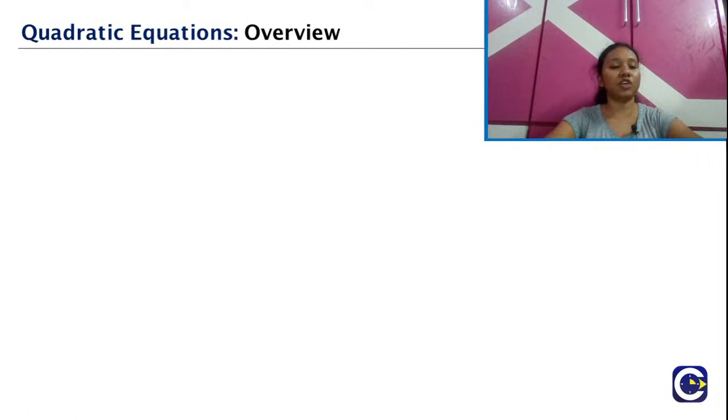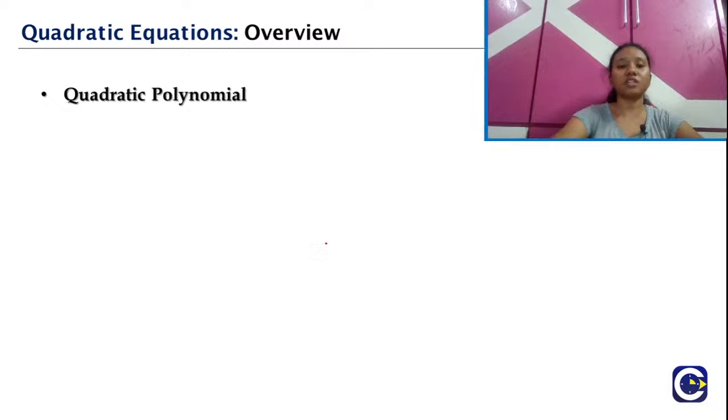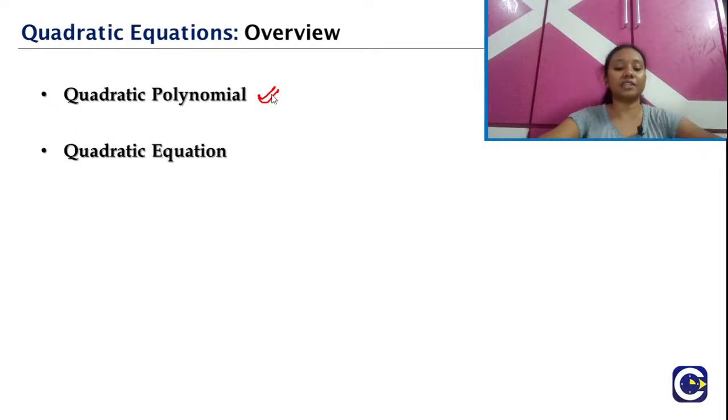So let's have a look over here, guys. Before starting with the equation, we'll start with the polynomial. First we'll see what a polynomial is and what an expression is, how we represent it, and how we write a quadratic polynomial. All the aspects we are going to discuss in detail. Once we are done with a quick detailed discussion about the quadratic polynomial, we are going to enter into our quadratic equation part.